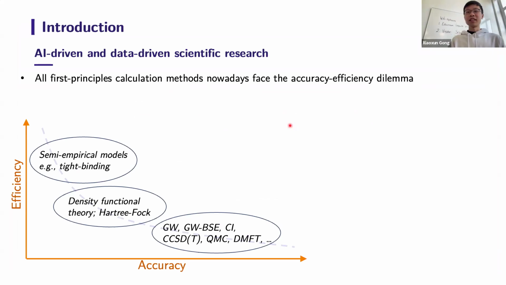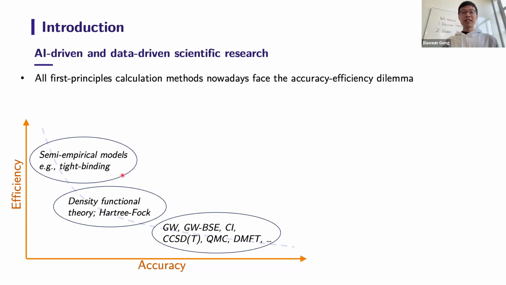Let me first give an introduction about my work. When we talk about different levels of methods in quantum chemistry or ab initio calculations, most of us think about Jacob's ladder. But we also have to keep in mind that whenever we go higher on Jacob's ladder, the cost we pay is that we need to put in much more computational resources. This is the well-known accuracy-efficiency dilemma of first principles calculations.